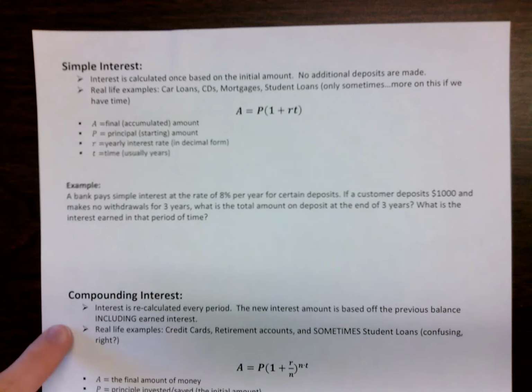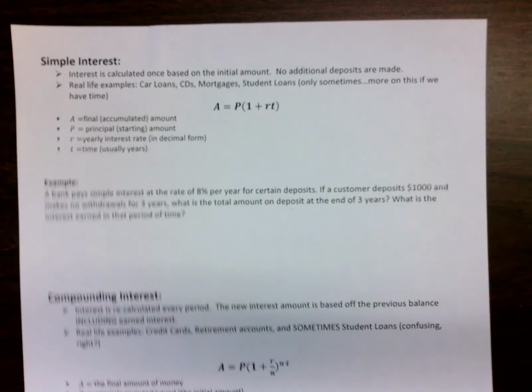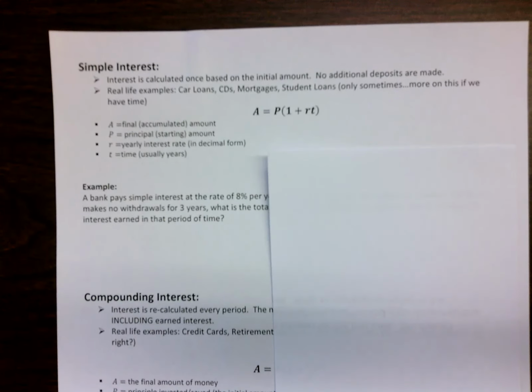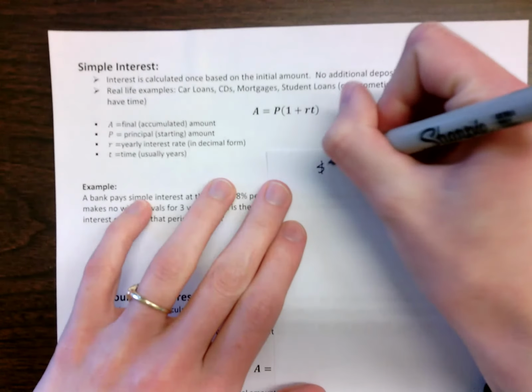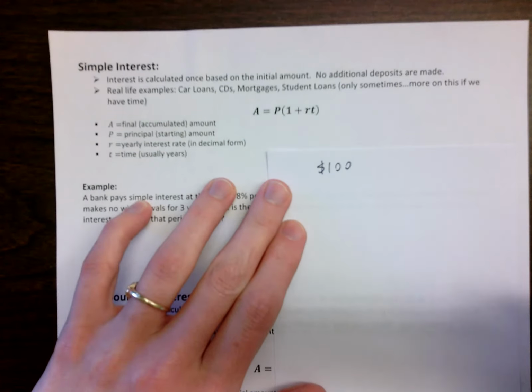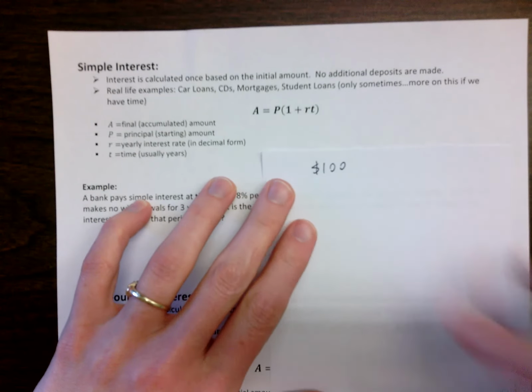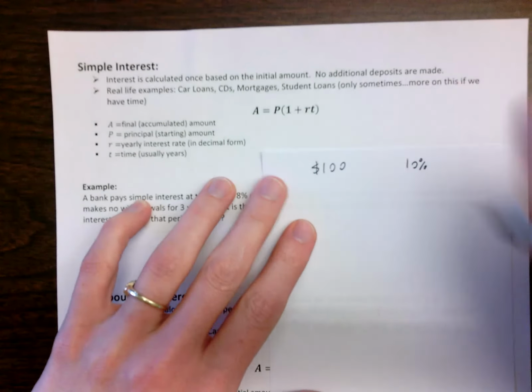Okay, so first off, before we get into the formulas and stuff, what's the difference between simple interest and compound interest? Okay, so here's the basic idea. We're going to use some easy numbers here. Say you invest $100 into an account, and for the sake of making our lives easy, we'll say that we're doing a 10% interest rate.